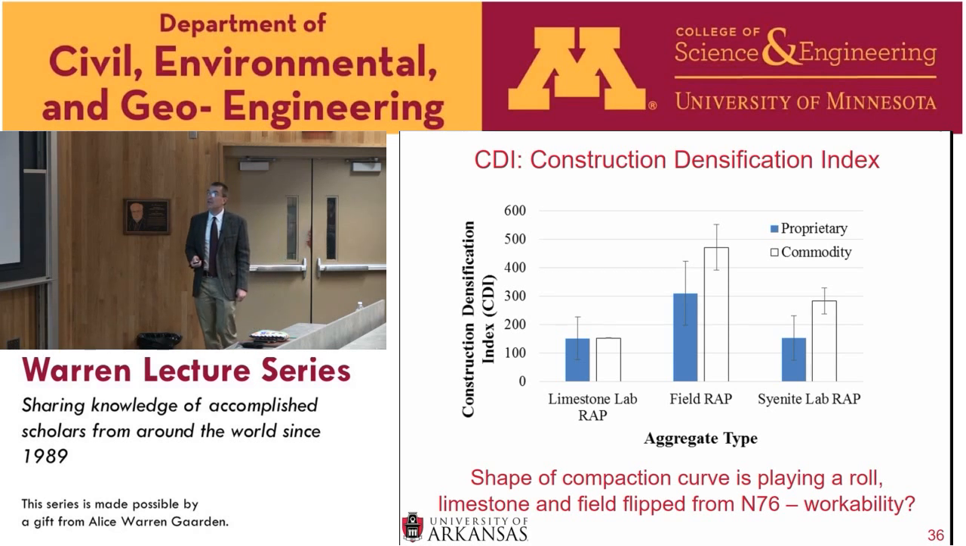And we're believing here that the shape of the compaction curve is playing a role because the limestone and the field wrap sources are again flipped from the N76. The N76 is just one point in time. The GCI and the CDI are over a range. So we feel that that shape is playing an effect. So this could again be workability, but there's a lot of things that we can be looking at.